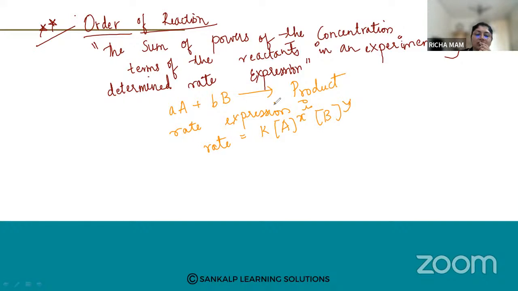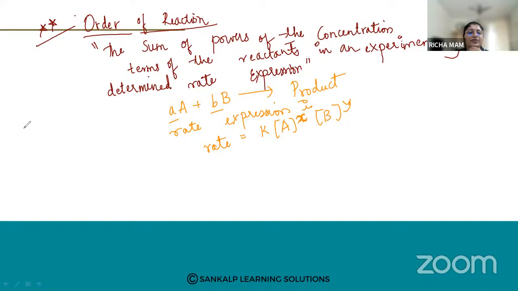Okay, so X and Y are what? These are the exponents, which may or may not be equal to the stoichiometric coefficients A and B of the reactants. Okay, so A and B are the stoichiometric ratio of the reaction. So these X and Y are the exponents which may or may not be equal to the stoichiometric coefficients of the reactants.